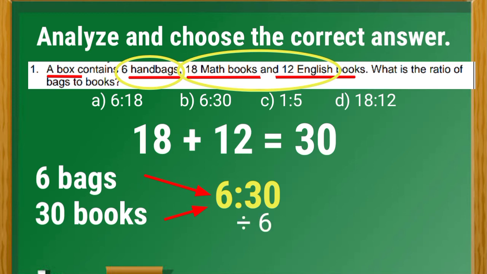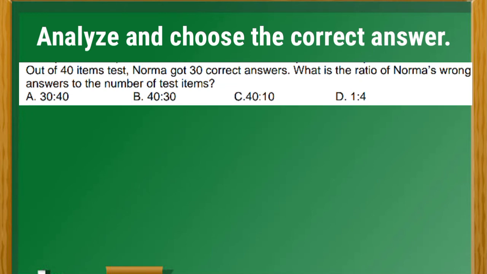So 6 divided by 6 is 1. 30 divided by 6 is 5. So 6 is to 30 is not your final answer. So the final answer is 1 is to 5. So the correct answer here is letter C. Let's have problem number 2.